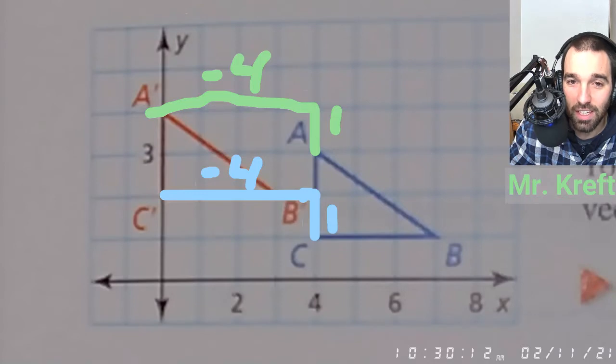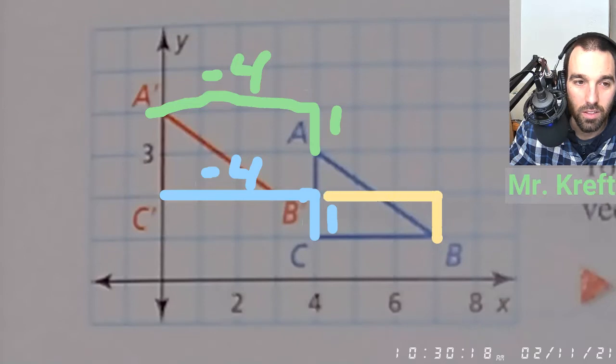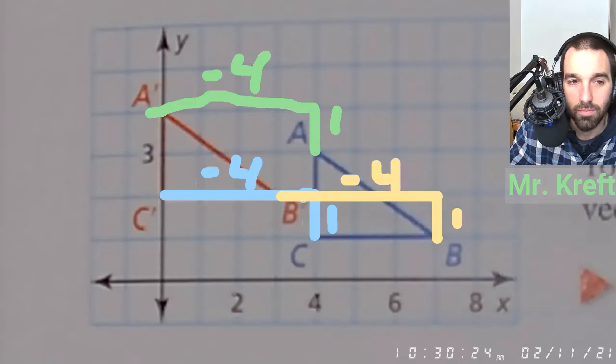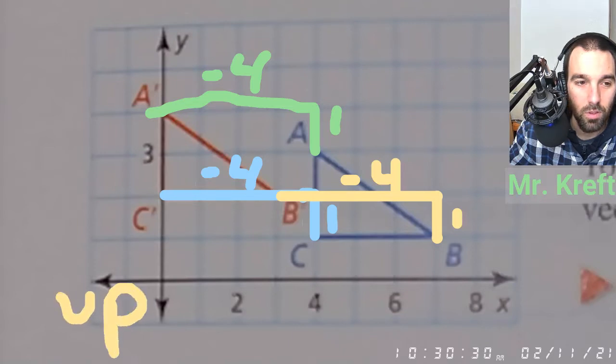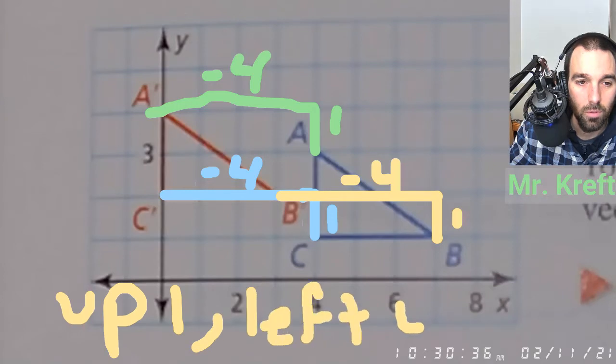Then take a look at this next one. I'm going from B to the new B. I'm going left 4, up 1. So I went up 1, left 4.